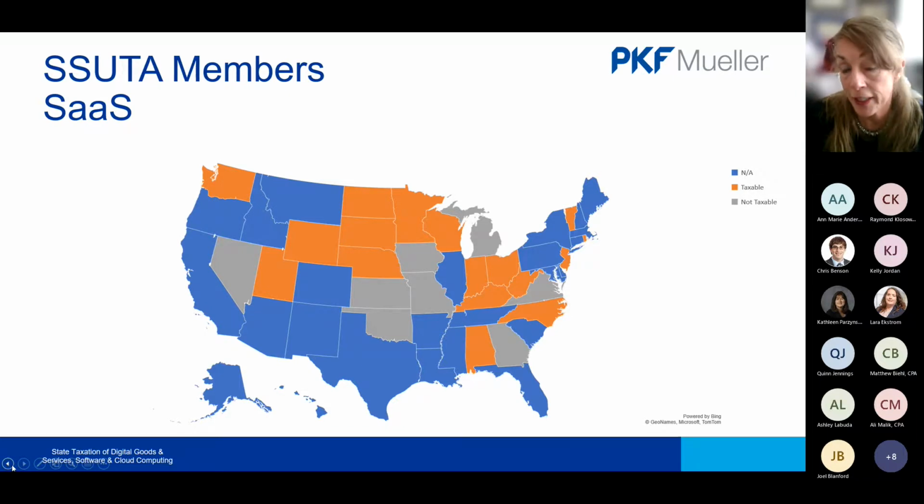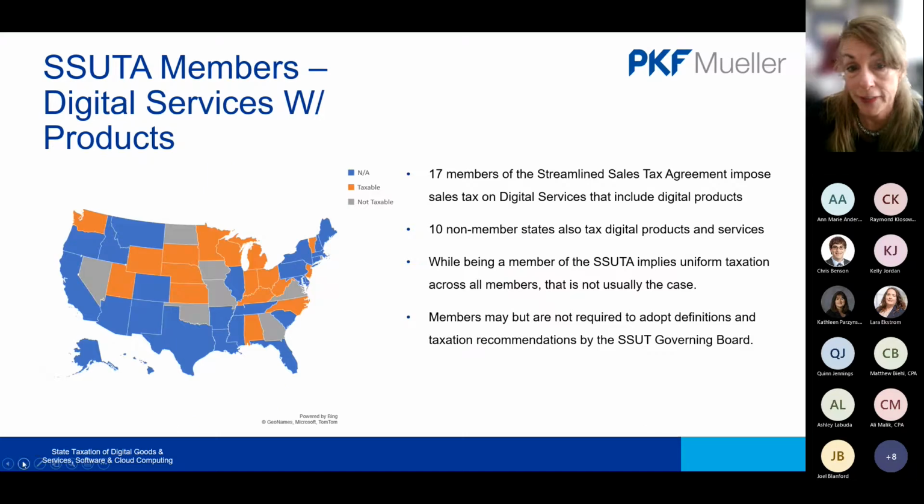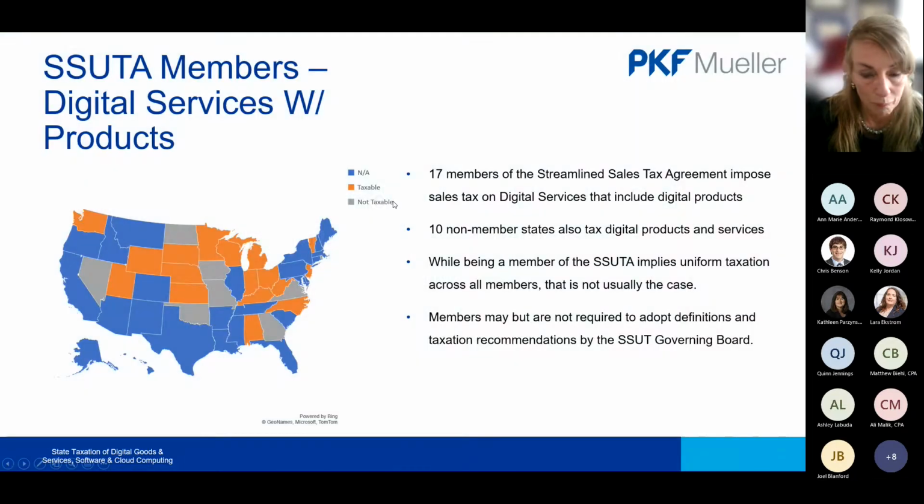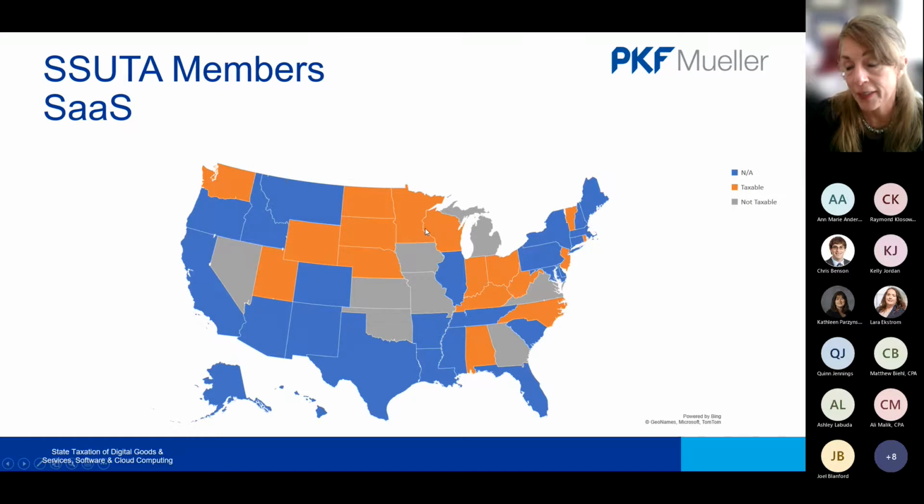Yep. And then there's 10 other states that are members that don't tax digital. Sorry. Yeah. So 17 members that impose the tax, and then 10 other members that don't. Kind of like Ellen said. So moving forward, the ones that don't tax, they're just not members, is that right? Yeah. The 10. Okay. Good.